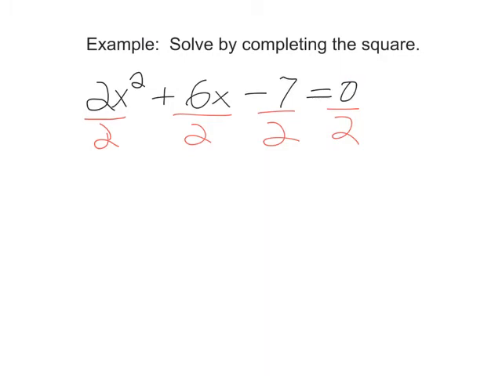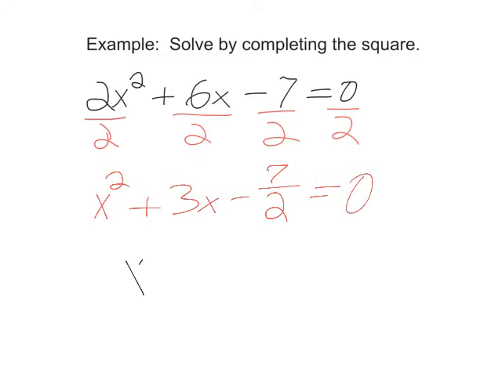So 2x squared over 2 gives you x squared, and then 6x over 2 is going to be 3x, and -7/2, we keep like that, equal to 0. Your next step is to move your constant to the other side. So we need to add 7/2 to both sides. Notice that we do have a fraction involved at this point.